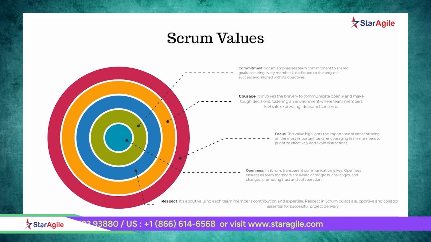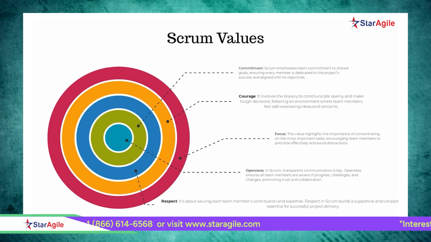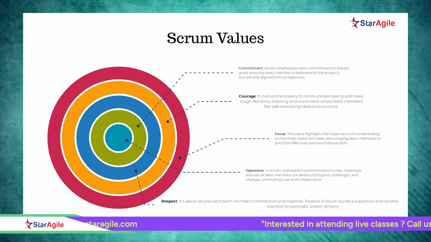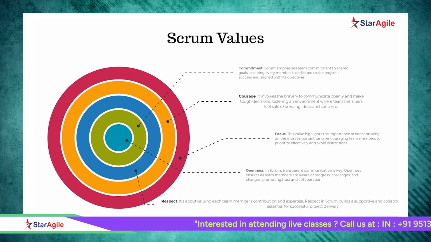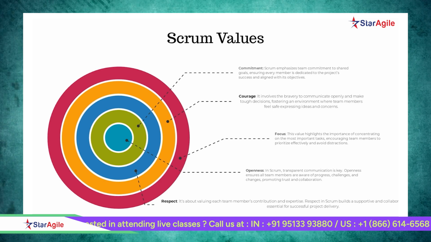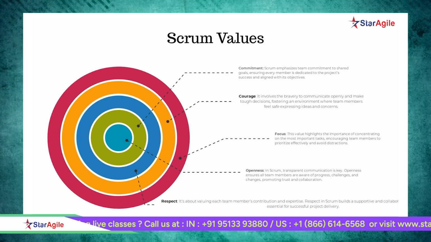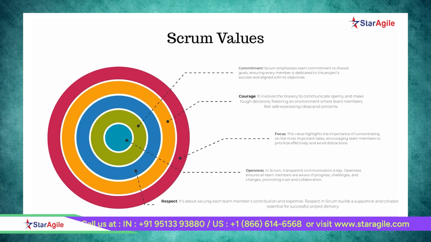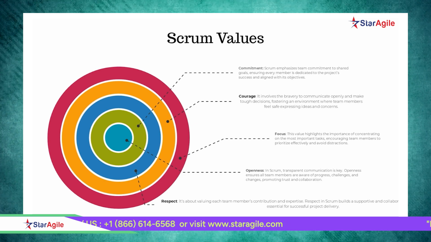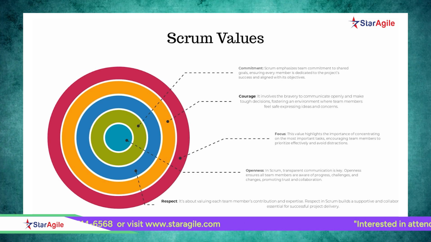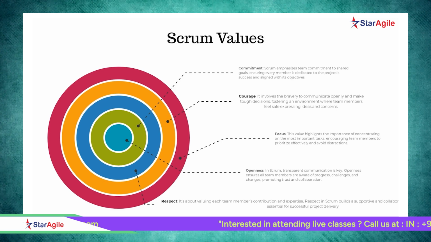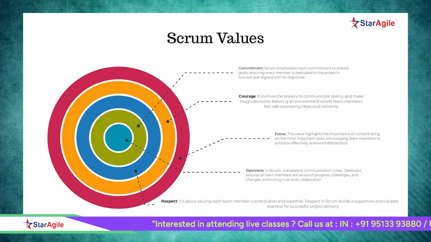Focus ensures that everyone is aligned on the work of the sprint and the goals of the team, minimizing distractions. It highlights the importance of concentrating on the most important tasks and prioritizing effectively. Openness requires the team to be transparent about their work, challenges, and what they are learning. It gives a transparent and true picture of the challenges the team member might be facing and promotes trust and collaboration among the members. Respect for each other's unique skills and perspectives fosters a collaborative team environment where everyone is valued and contributes fully.